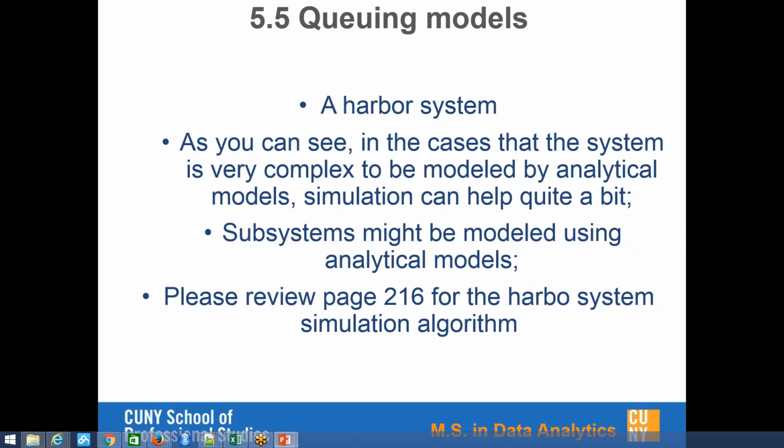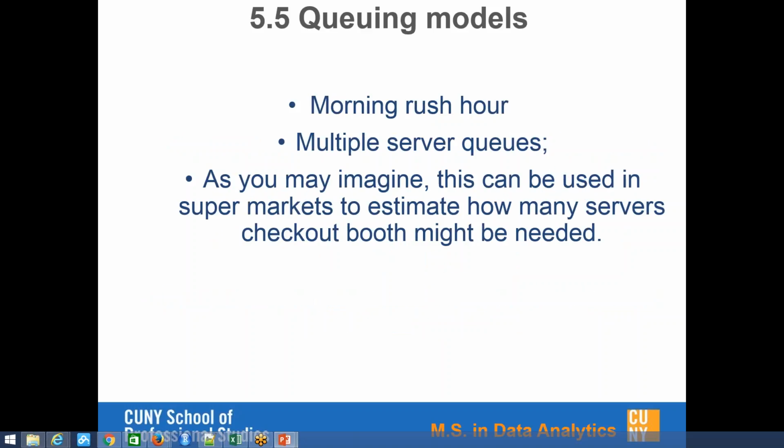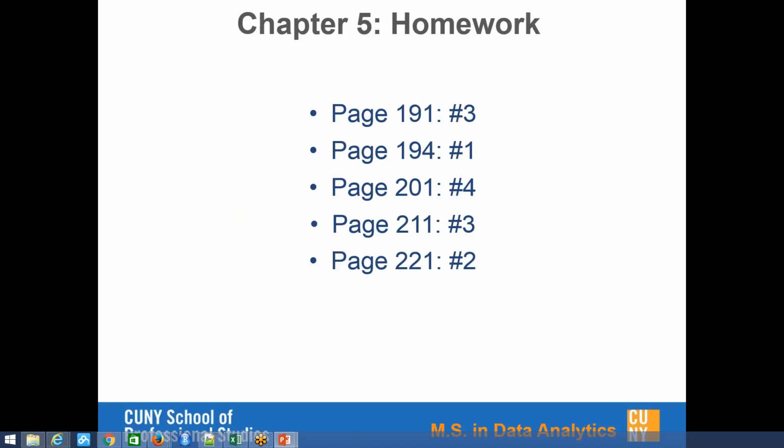So review the lecture, and review the stochastic process material and some of the links shared in week 4. I think they are very helpful. Queue models can be used to analyze the morning rush hour, and to analyze multiple server queues. I also discussed this already: they can be used in supermarkets to estimate how many server checkout booths might be needed as well. And these are the homework for chapter 5. You only need to pick 3 out of these for next week.